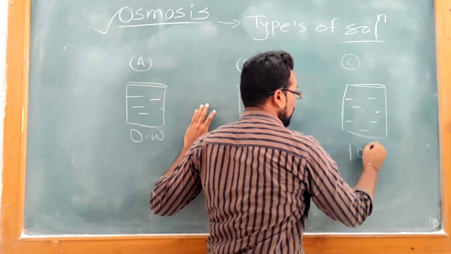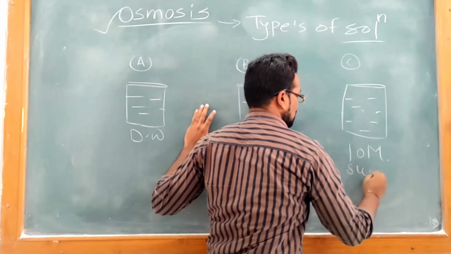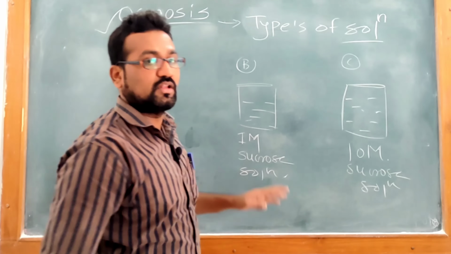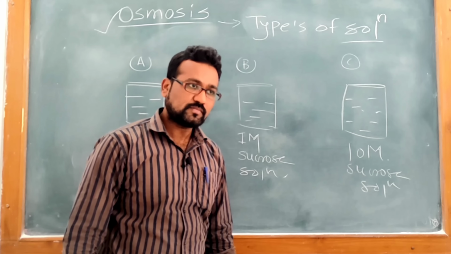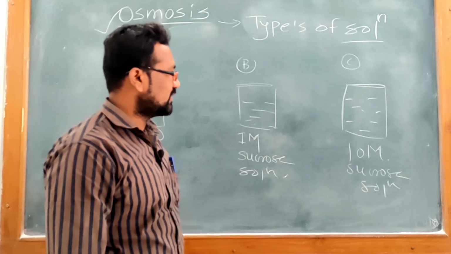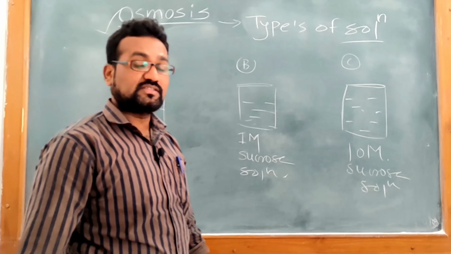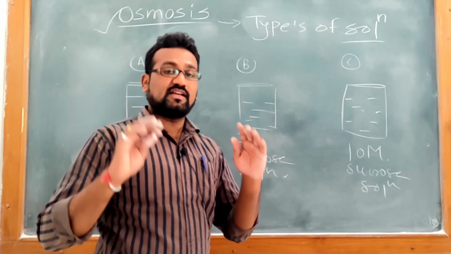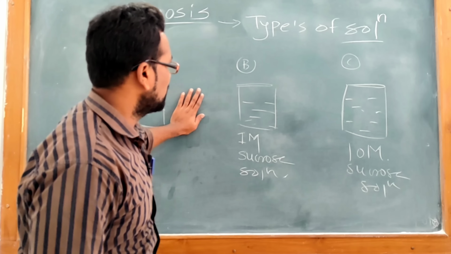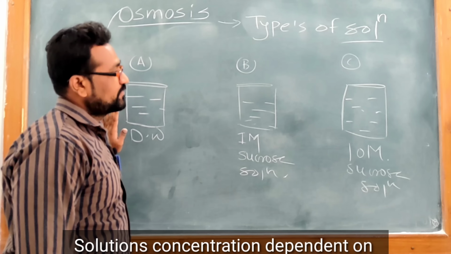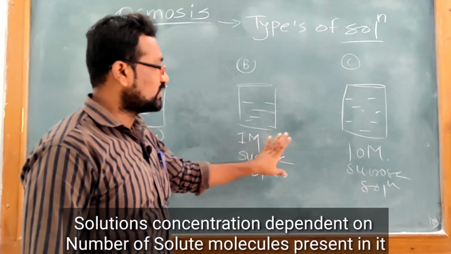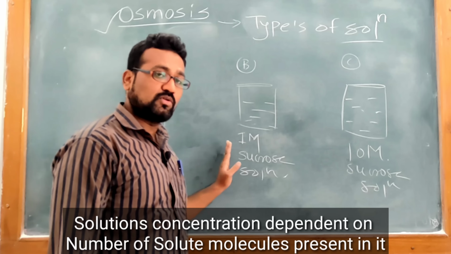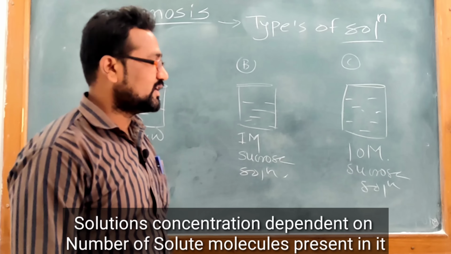where we have 10 molar sucrose solution. So why I am telling you this example, it is very essential to understand. We are studying plant physiology. In this physiology we have to assume certain concepts. So please listen carefully. We have three different beakers with different concentrations of solution. It is distilled water, it is 1 molar sucrose solution, and this is 10 molar sucrose solution.